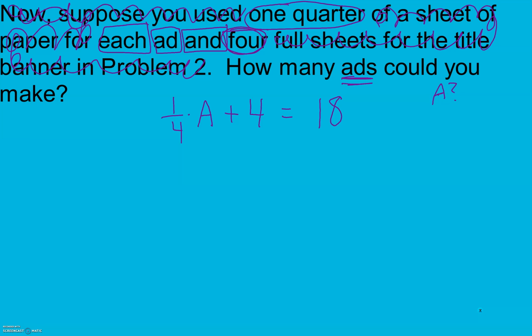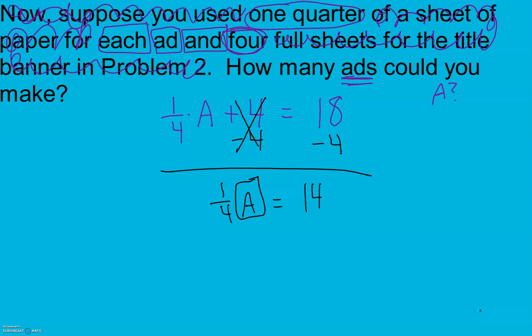So first step again is to get rid of anything that doesn't have our variable. It's not attached to our variable. Remember, the 1/4 a is one term. We get rid of everything that's not a variable term. Move it to the other side. 4 minus 4 is how I get 0. And now anything plus 0 gives me itself. I can get my a by itself in two ways. I can either divide by a 1/4 since we're multiplying, or since we're multiplying by a fraction, I can multiply by its reciprocal. 4 divided by 4 is just 1 times a gives me a, and 14 times 4 is 56 ads.